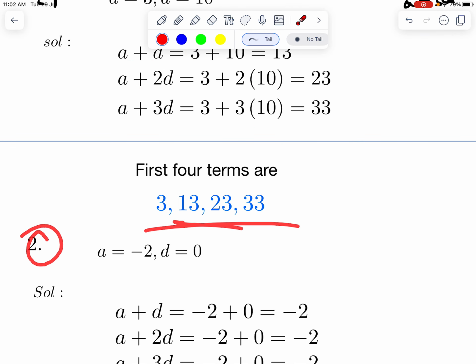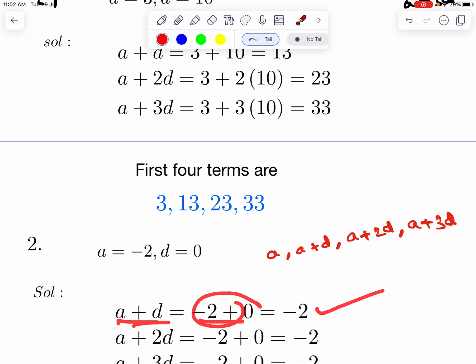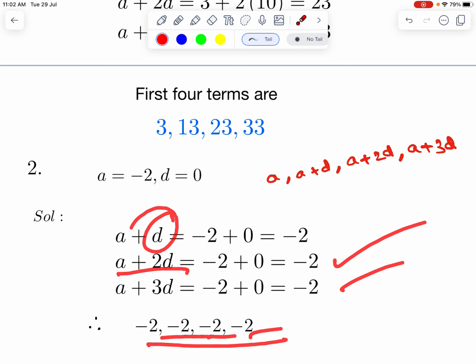Next example, a is equal to minus 2, d is equal to 0. Therefore, the first 4 terms are a, a plus d, a plus 2d, a plus 3d. a plus d is minus 2 plus 0, therefore minus 2. The value d is equal to 0, therefore the 4 terms are minus 2, minus 2, minus 2, minus 2.